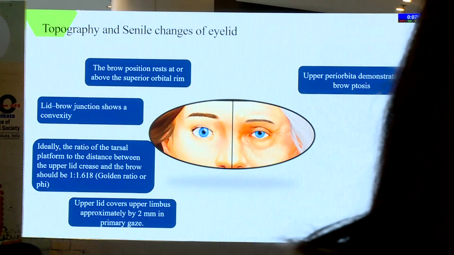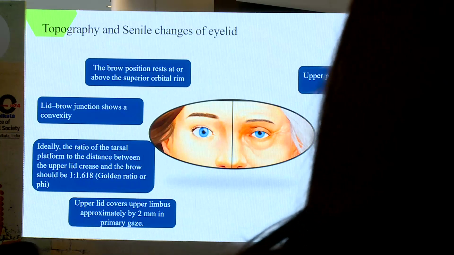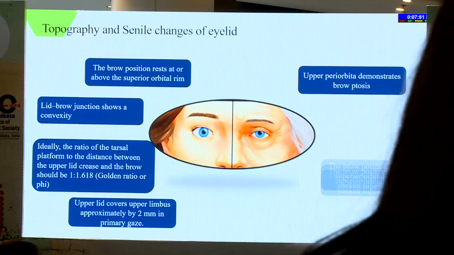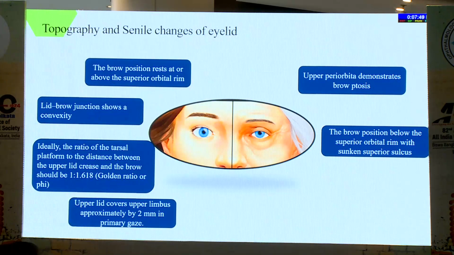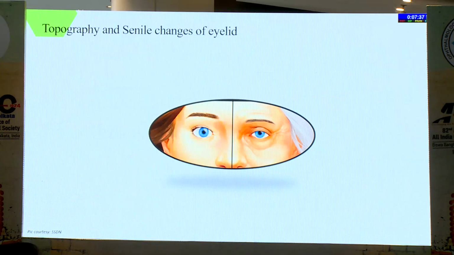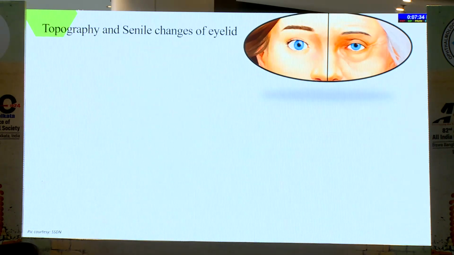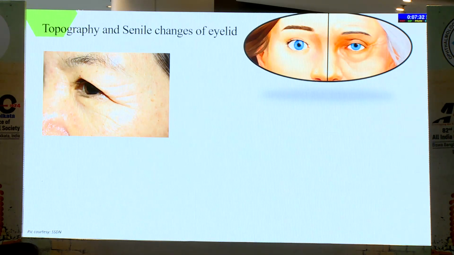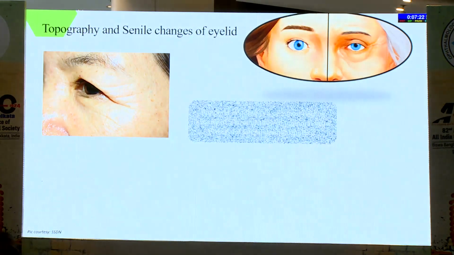In old age, what we see is that the upper periorbita demonstrates brow ptosis. The brow position is below the superior orbital rim with a sunken superior sulcus and multiple folds, and blepharoptosis may also be accompanied. The lower eyelid shows bulging periorbital fat and prominent tear trough deformity. So the assessment of the senile changes and the periorbital structures will allow the surgeon to determine the need to reposition the brow tail, or if direct lid surgery alone can address such temporal hooding.